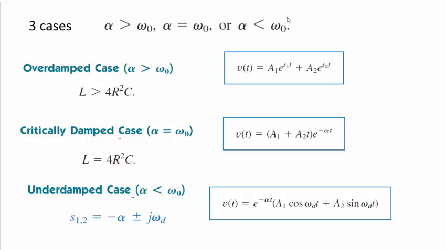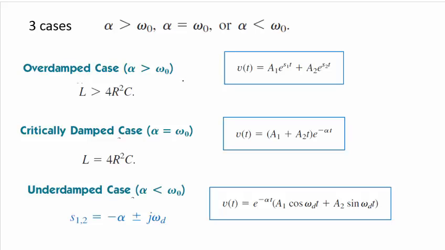Just like in the series case, we have three different conditions to consider on our circuit. One where the roots S1 and S2 are real, so alpha will be greater than omega naught, or the natural frequency. One where the part under the radical goes away, so alpha is the same as the natural frequency, or the case where you get a complex root.